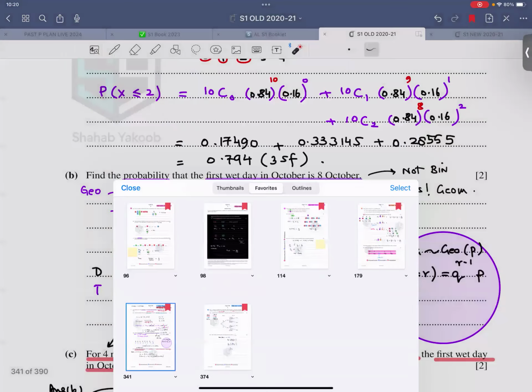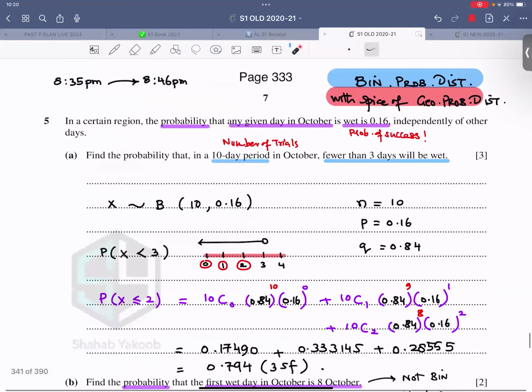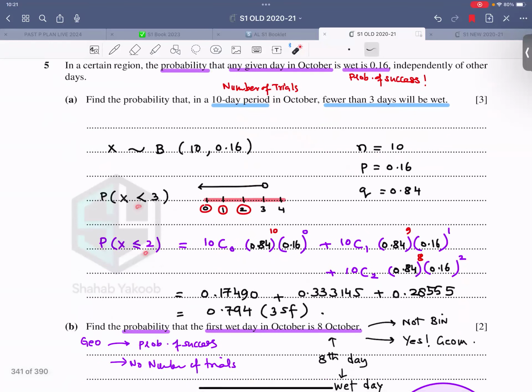Let me look at this one. Now, a good question. It says in a certain region, the probability that any given day in October is wet is 0.16, independently of the other days. Find the probability that in a 10-day period, fewer than 3 days will be wet. The number of trials is given, that means it's binomial. So this is success. Less than 3, less than or equal to 2, and you get this answer.